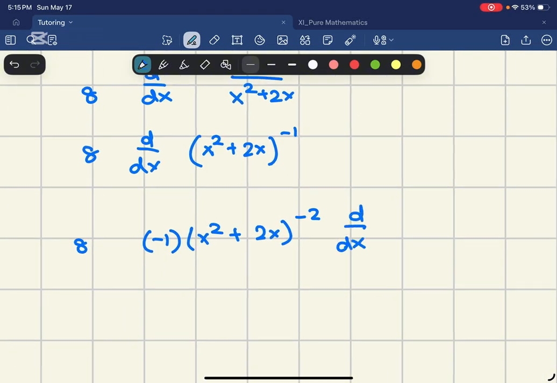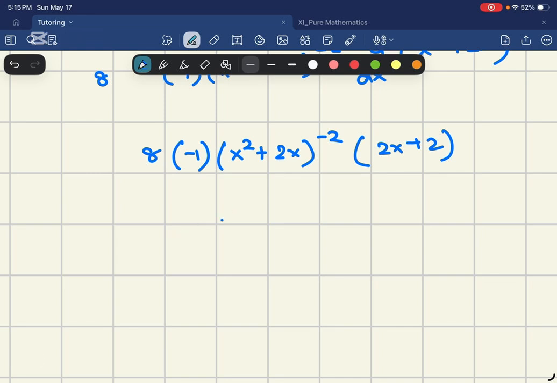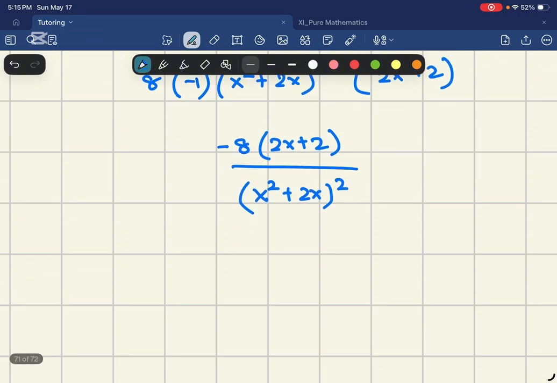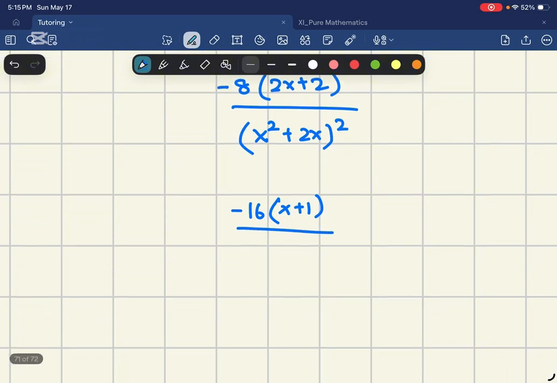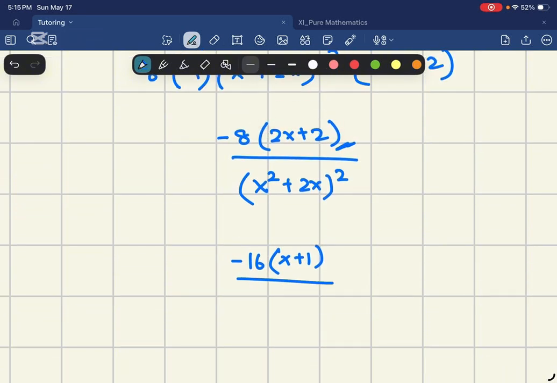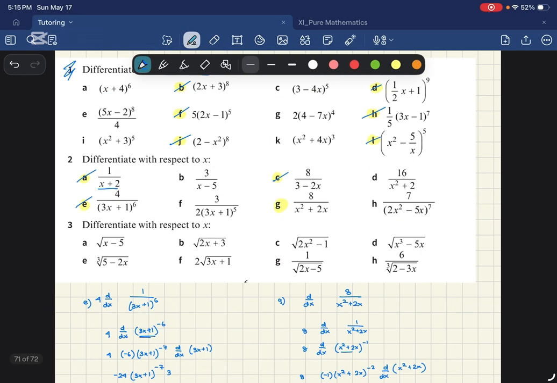But what is inside is not x, so you have to differentiate this again. So 8 times minus 1, x squared plus 2x to the power minus 2, and then 2x plus 2. So now you get minus 8 times 2x plus 2 divided by x squared plus 2x squared. And do we need to simplify this inside? I think not. I think you can simplify it as minus 16 x plus 1. That is how, so you factor out the 2 from this term. So you have minus 16 x plus 1 divided by x squared plus 2x squared. And that is your solution.